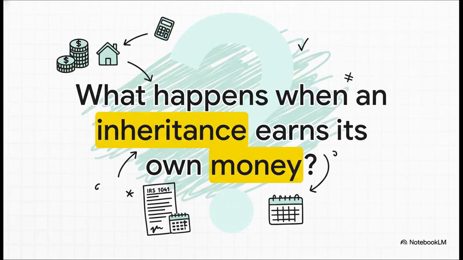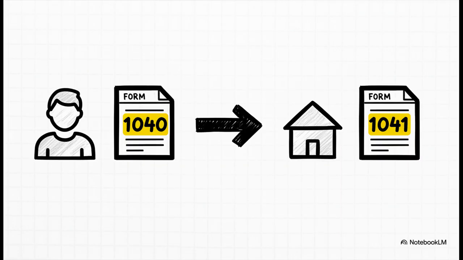Let's just start with this one simple question. What happens when an inheritance actually starts earning its own money? You see, after a person passes away, their estate doesn't just freeze. The savings accounts are still earning interest, stocks are paying dividends, maybe there's a property generating rent. All of that new income has to be reported to the IRS, and that is exactly what Form 1041 is for.